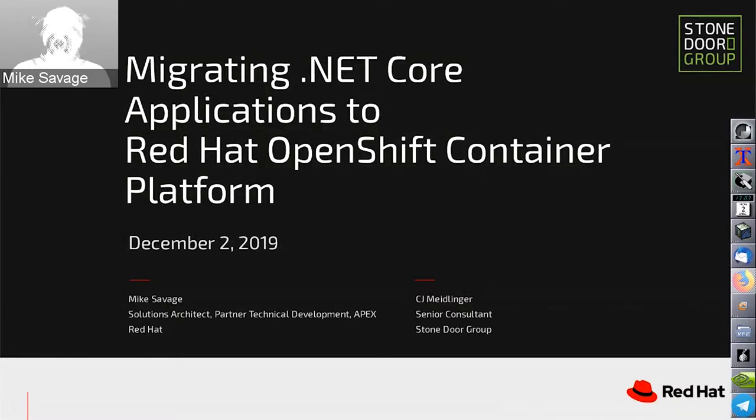My name is Mike Savage, Solutions Architect with our partner technical development team. Today we're going to be talking about migrating .NET Core applications to Red Hat OpenShift Container Platform. In my role, I work with our Apex partners, and today we have one of my Apex partners, Sondor Group, and CJ is going to help us understand more about how we can migrate .NET Core apps to Red Hat OpenShift.